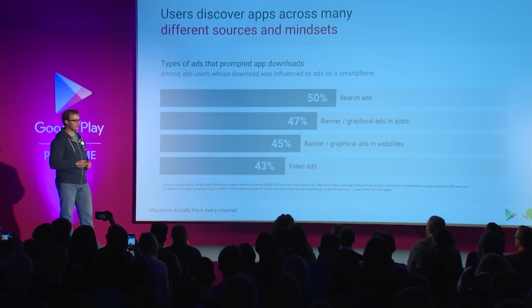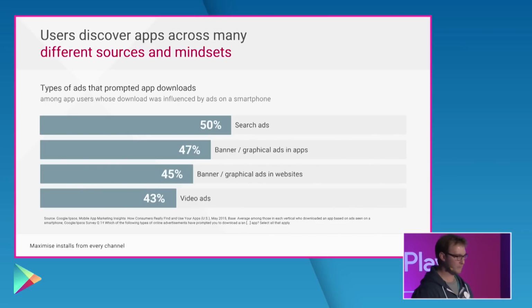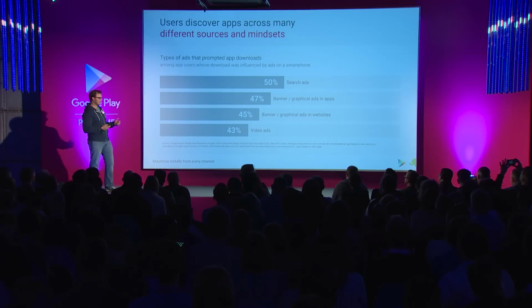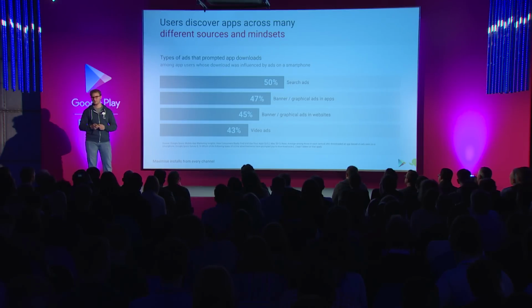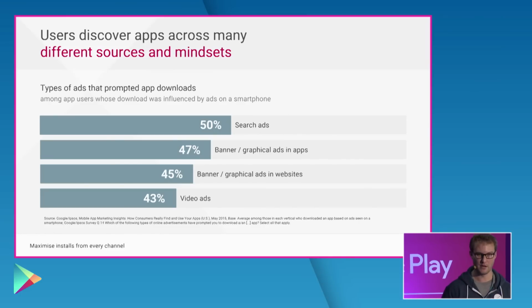We did a brief study of some users to ask them what ads prompted them to download an app. Not too surprisingly, 50% of the users were prompted to download an app from a search ad. This is followed by campaigns on our AdMob and mobile web channels, so the display network. And lastly, video ads through channels such as YouTube. We know that video has traditionally been more of an awareness type of campaign. We expect this to change going forward with a few new releases coming out, hopefully towards the end of this year. So let's kick it off.